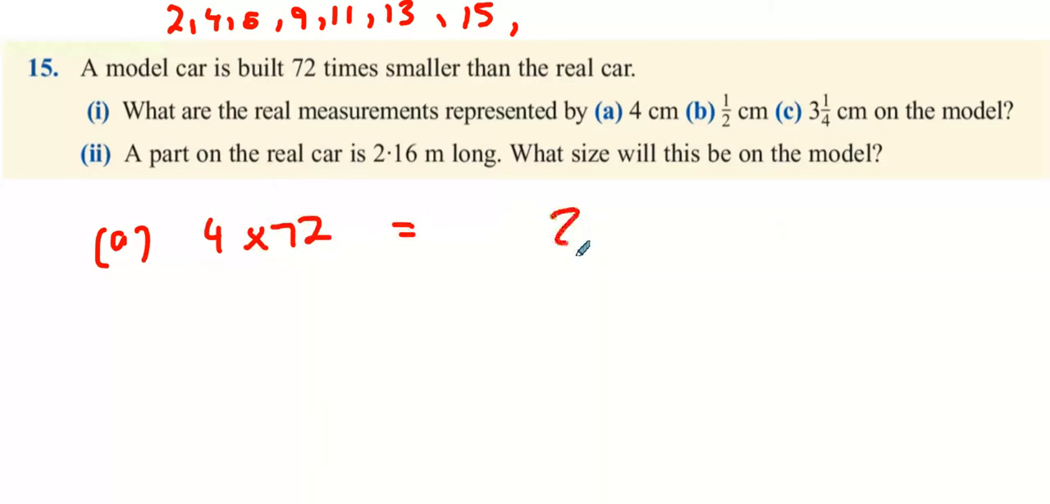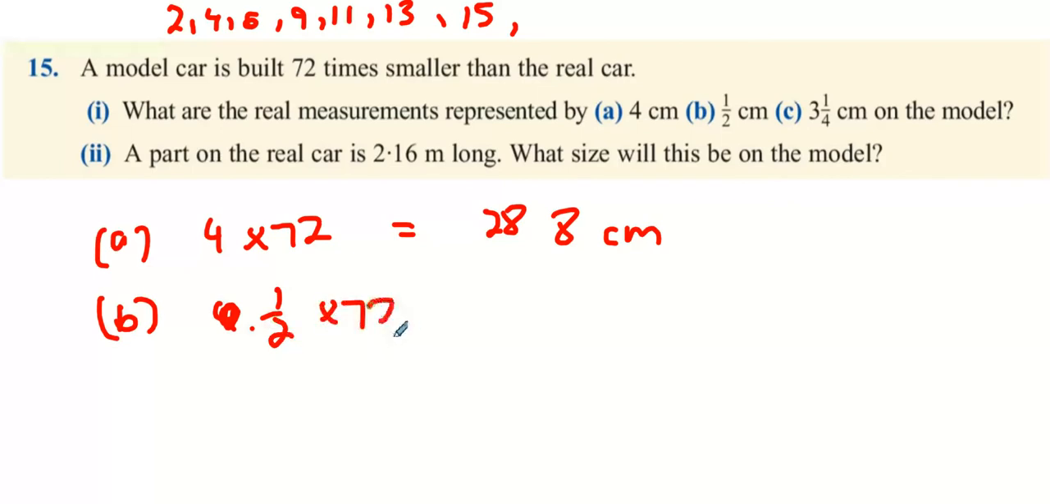4 times 2 is 8. 4 times 7 is 28. 288 centimeters in real life. Part B, 1/2 centimeter multiplied by 72, which is going to be 36 centimeters. Part C, 3 1/4 of a model. Let's make that a top heavy fraction if we can. 4 times 3 is 12 plus 1. It's the same as 13 over 4 centimeters.